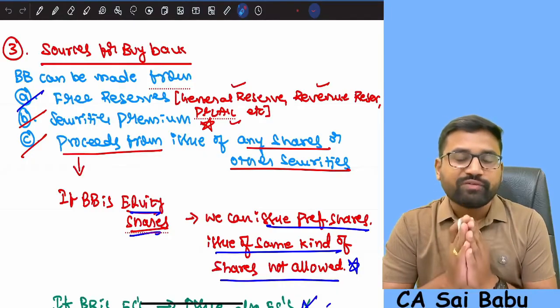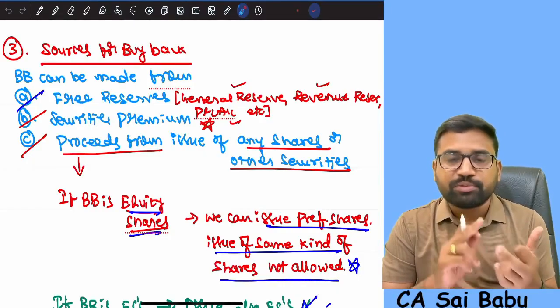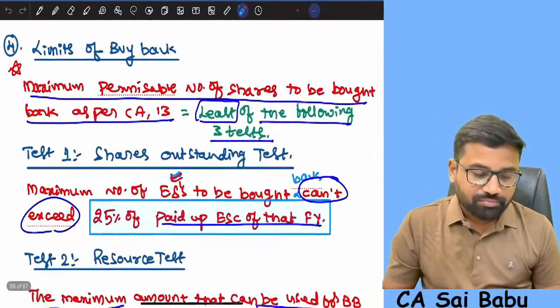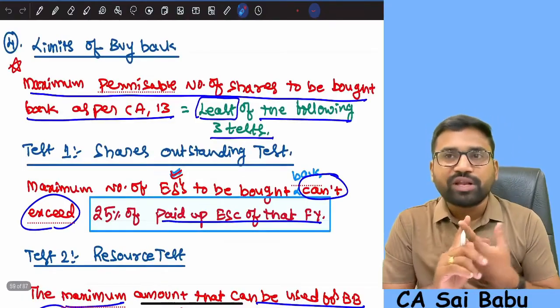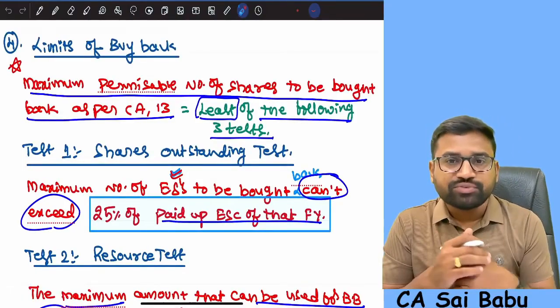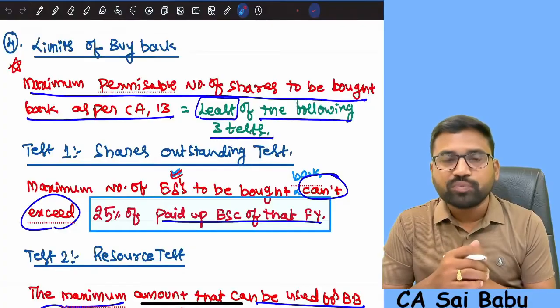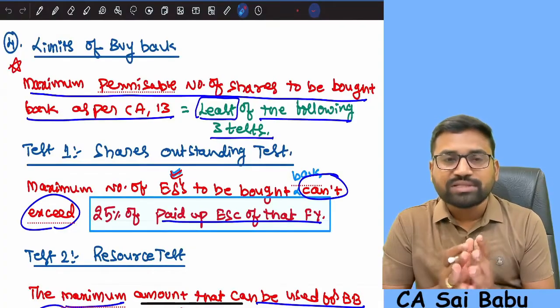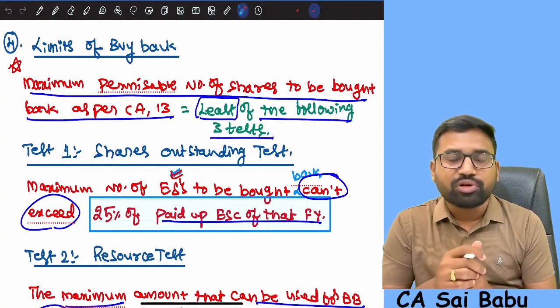There are 3 sources available, sir. Free reserve, securities premium, proceeds from fresh issue of shares. And the limits for buyback. Whenever a company wants to go for buyback of securities, what is the maximum number of shares a company can buy back? Here, 3 tests we will apply, sir. Least of the above 3 will be the maximum number of shares to be bought back.